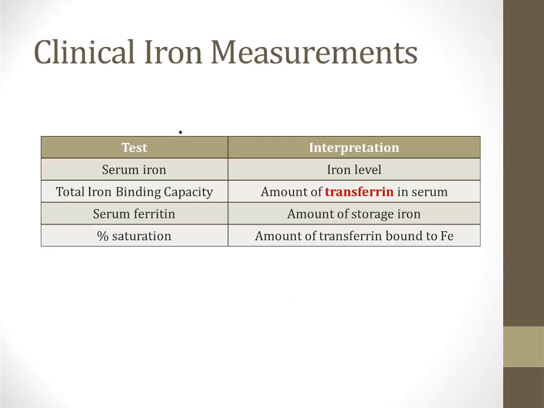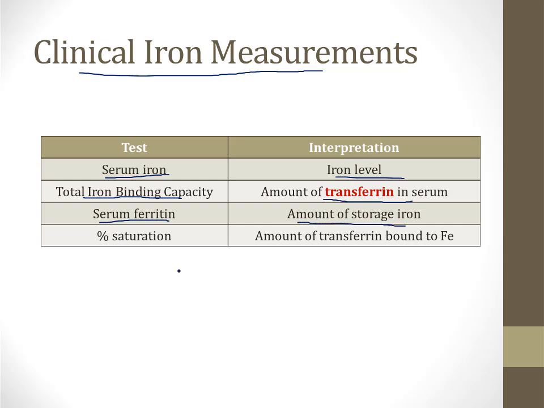So now that we've reviewed iron absorption and metabolism, we can understand the 4 important clinical measurements of the body's iron status. There are 4 blood tests that are routinely performed to estimate a patient's iron status. The first one is the serum iron. This is the amount of iron in the plasma. The second measurement is called the total iron binding capacity, or TIBC. This is the amount of transferrin in the serum. You can just think of the TIBC as analogous to a transferrin level. The third test is called the serum ferritin level. This is the amount of ferritin or storage iron.